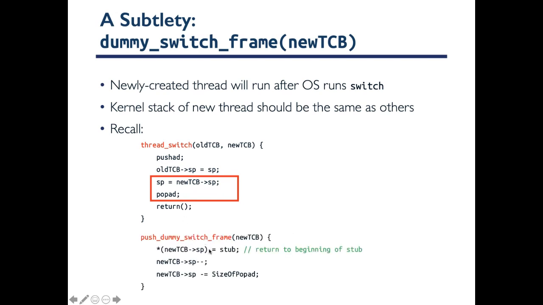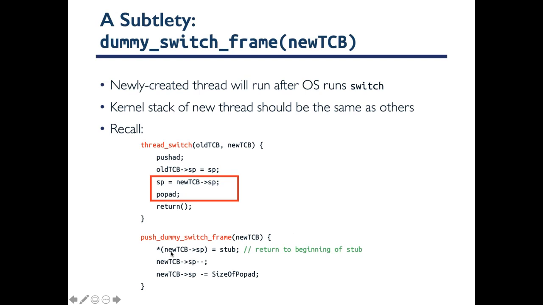Now, what should we push? It really doesn't matter because generally speaking, this push AD is going to push all the general purpose registers. We really haven't started executing this new TCB, so whatever you push for those registers, it doesn't really matter. You could just push nothing. So here we're just superficially manipulating the stack pointer with the size of pop AD, which basically pushes nothing to the stack. And then we also have the return address set to the beginning of stop here.